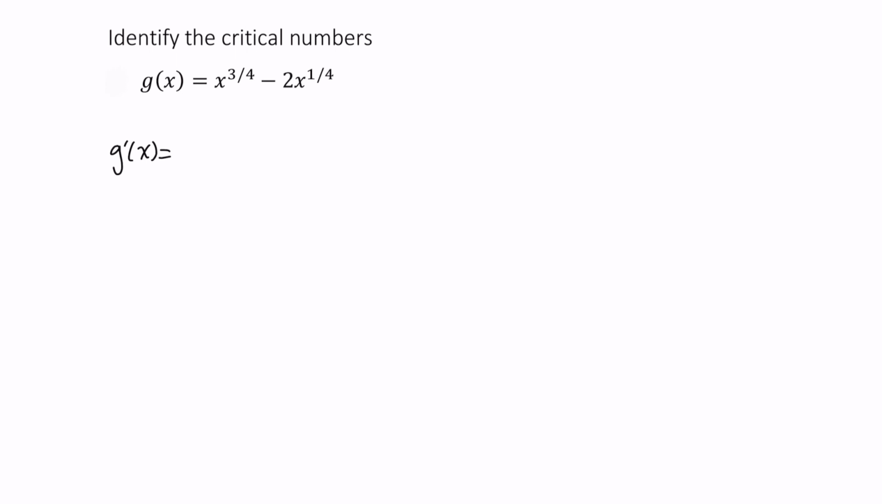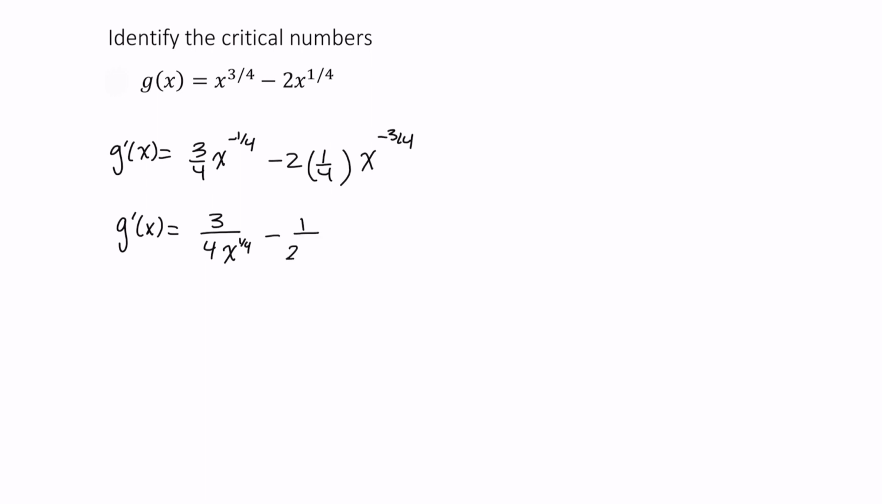So our first derivative is 3 over 4 times x to the negative 1/4 power. And I'm just applying the product rule, so I subtracted 1 from my exponent here. Minus 2 times 1 over 4 times x to the negative 3/4 power. So g prime of x is equal to 3 over 4 x to the 1/4 power here in the denominator, minus 1 over 2 x to the 3/4 power.